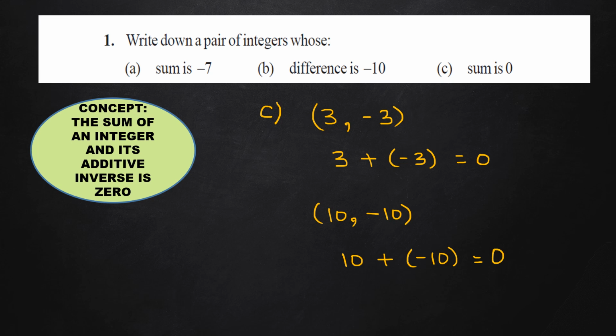So remember, in this question, since the pair of integers was asked, you should always give the answer in the form of pair of integers, and then to justify your answer, you can show the addition or the subtraction, whatever the case is.